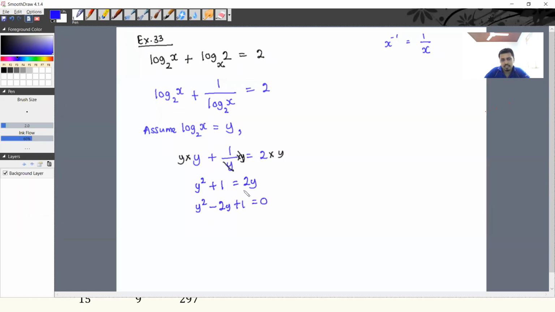Now what do we have? We have a quadratic equation.